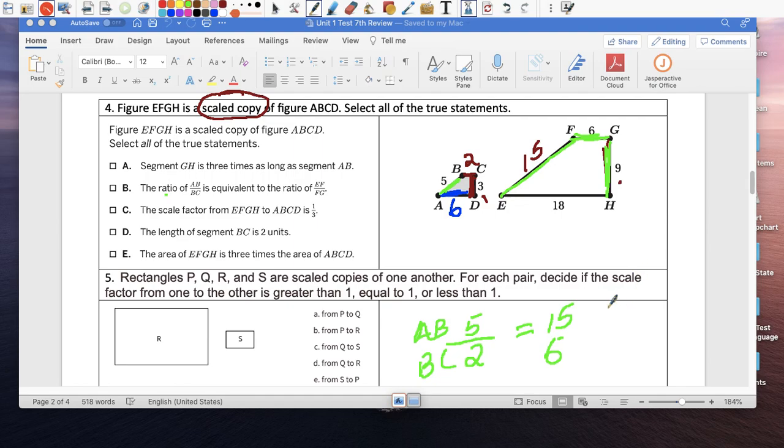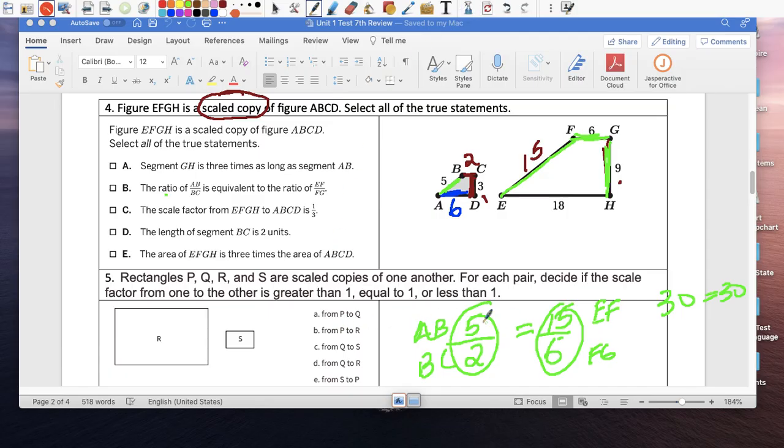So let me just write, this is EF, and FG. Are these two ratios, 5/2 and 15/6, the same? Well, what's one trick we can do? We can cross multiply them, and you'll notice that 5 times 6 is 30, and 2 times 15 is 30, so the ratios are equal to each other.